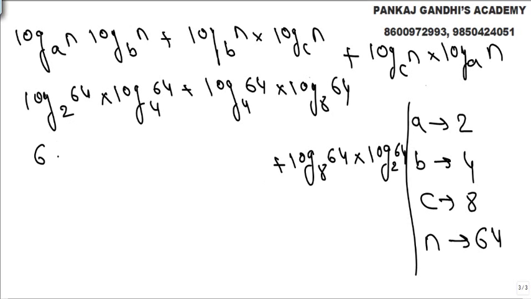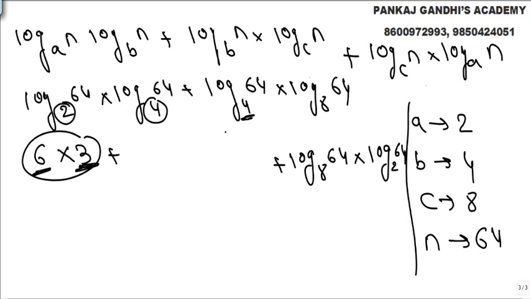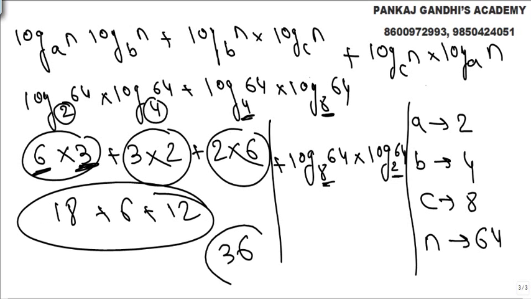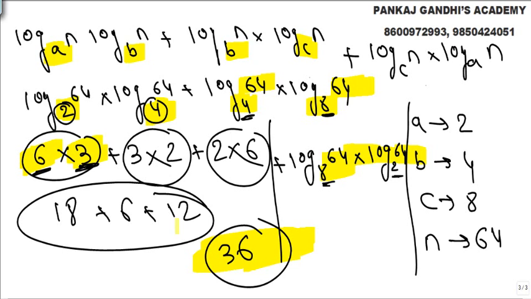So let's solve. 2 raised to 6 is 64, 4 raised to cube is 64, 8 raised to square is 64, so we get 3, 2 and 6. What all we get here is nothing but 18 plus 6 plus 12. Look, I put in values by trial and error, A as 2, B as 4, C as 8, and I took the multiple of everything like this. We solve it and we get the answer.